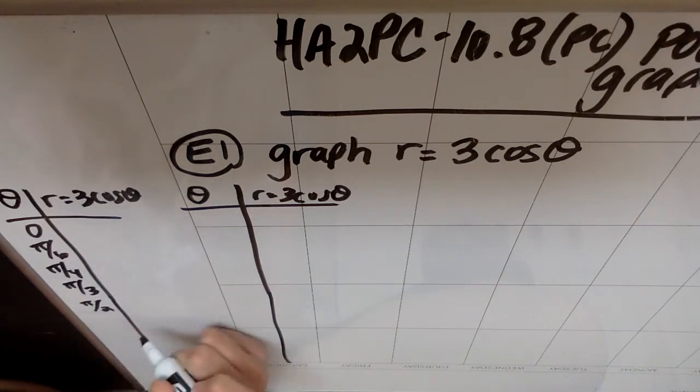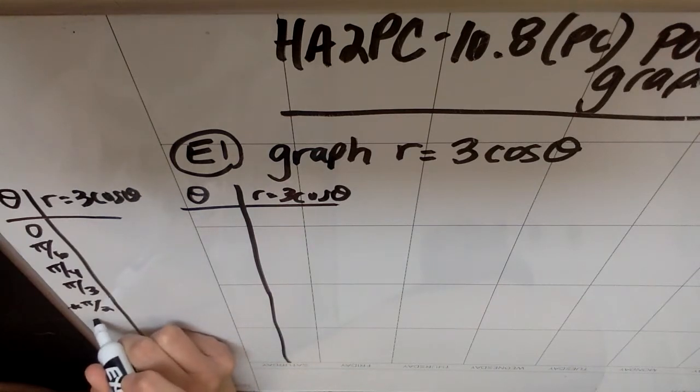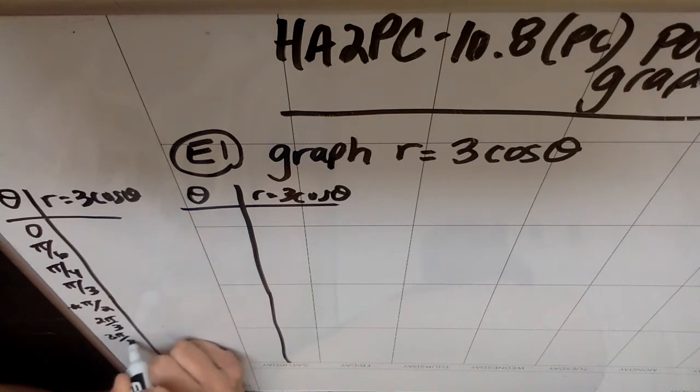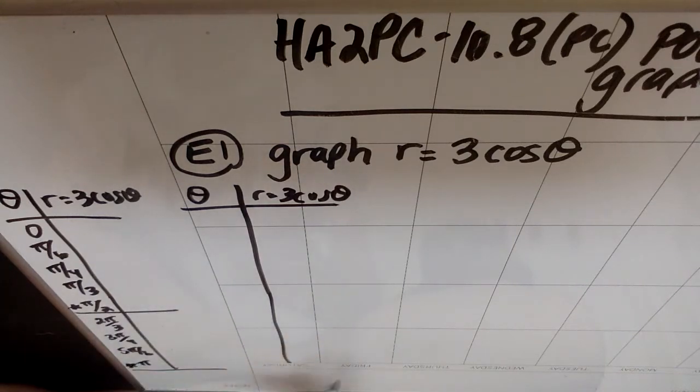That's the end of my quadrant 1, so I'm just going to put a little star that that's the end of quadrant 1. And then 2 pi over 3, 3 pi over 4, 5 pi over 6, and then pi, that's the end of my second quadrant. So we'll loop pi over 2 in with the first quadrant just because it's easier.